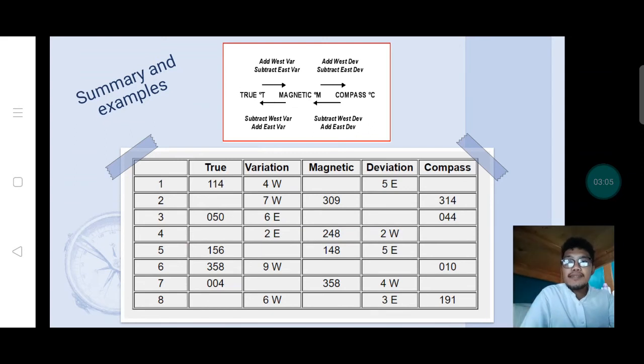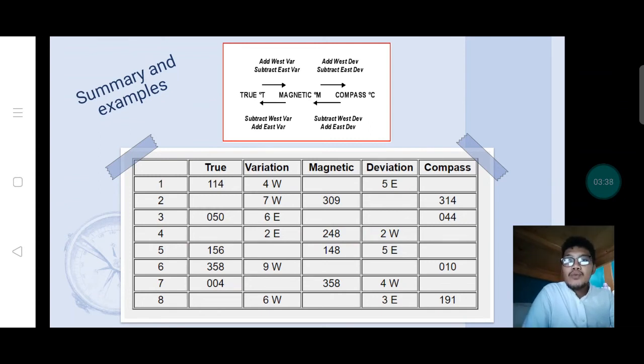The next number: we are given 248 for the magnetic, and the deviation is 2 degrees west. The variation is 2 degrees east, which means that we subtracted, so the true bearing will be 250. And then, as we can see here, the deviation is west, so we will add the 2 back, and the compass bearing will be 250.